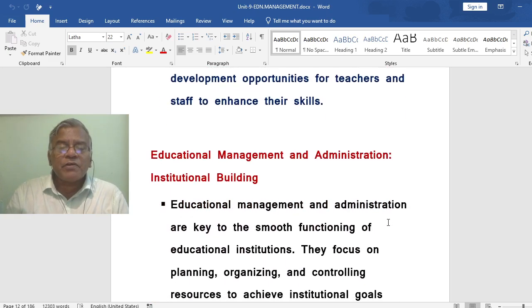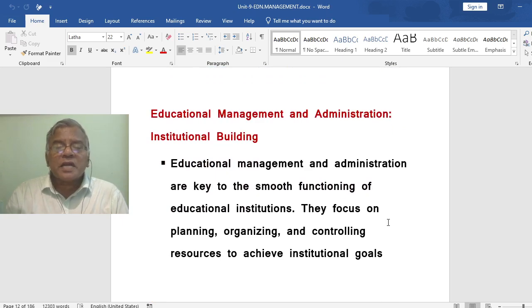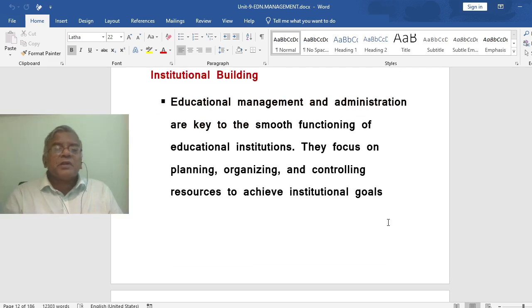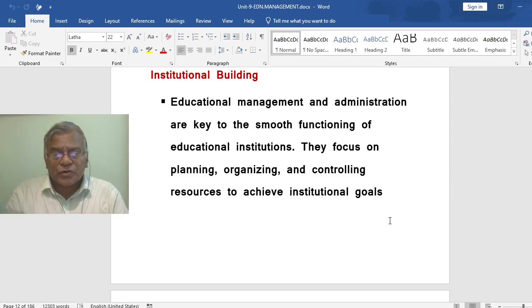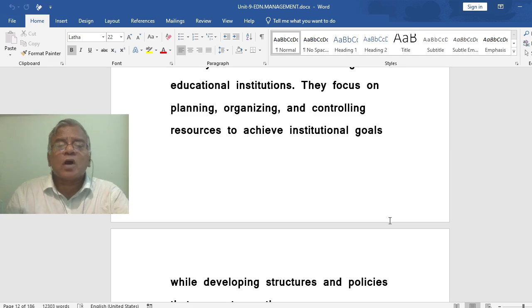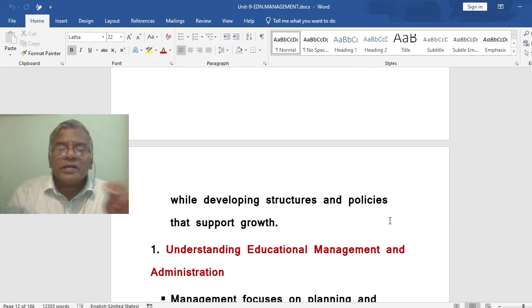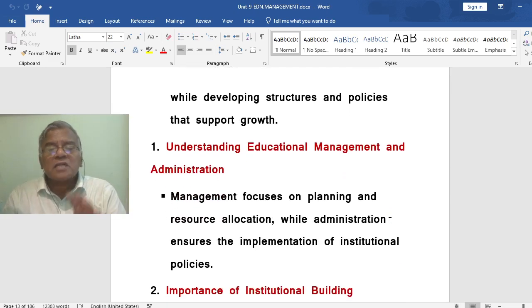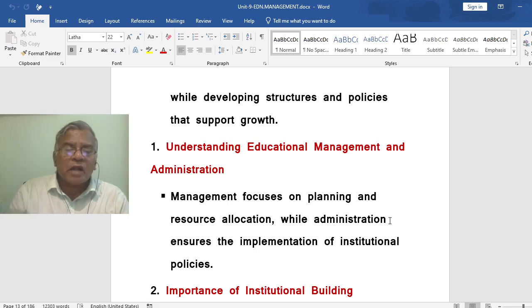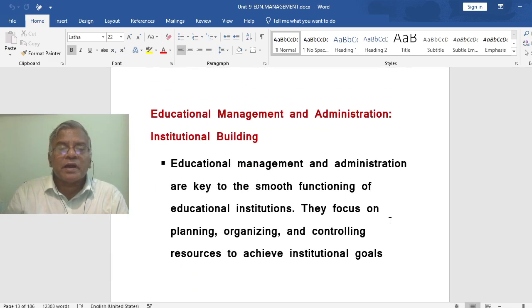Now, the second area we will be discussing on educational management and administration is institutional building. What is institutional building in education management and administration? Educational management and administration are key to the smooth functioning of educational institutions. They focus on planning, organizing and controlling resources to achieve institutional goals while developing structures and policies that support growth. So, understanding educational management and administration is very important here.